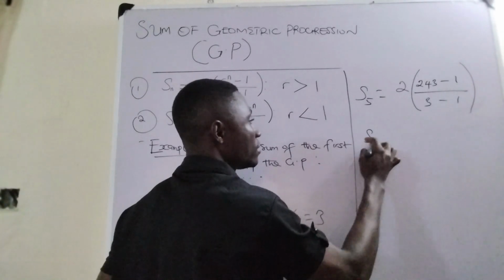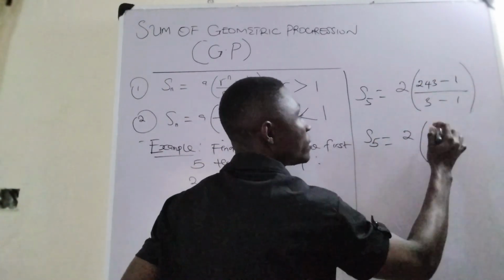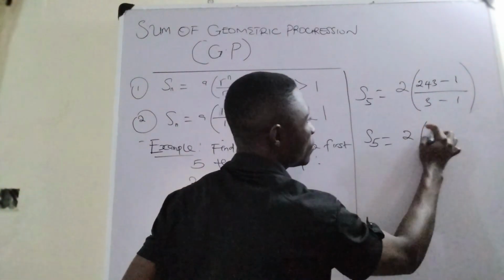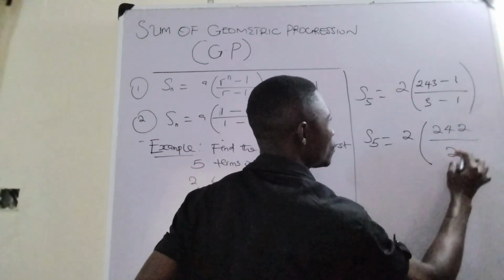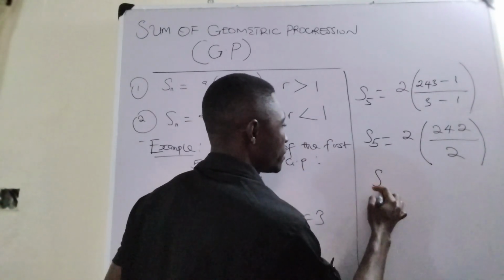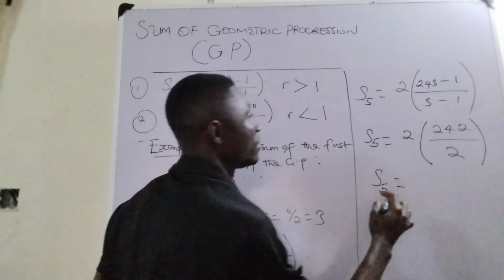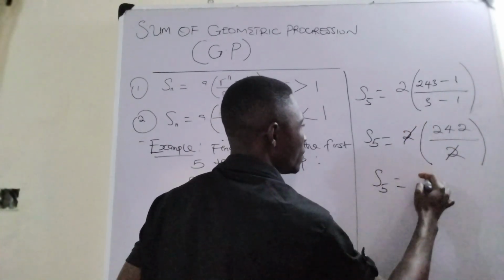So this is giving us 2. This minus this will give us 242 all over 2. And that's S5 will be given as, this cancels this, so our answer is 242.